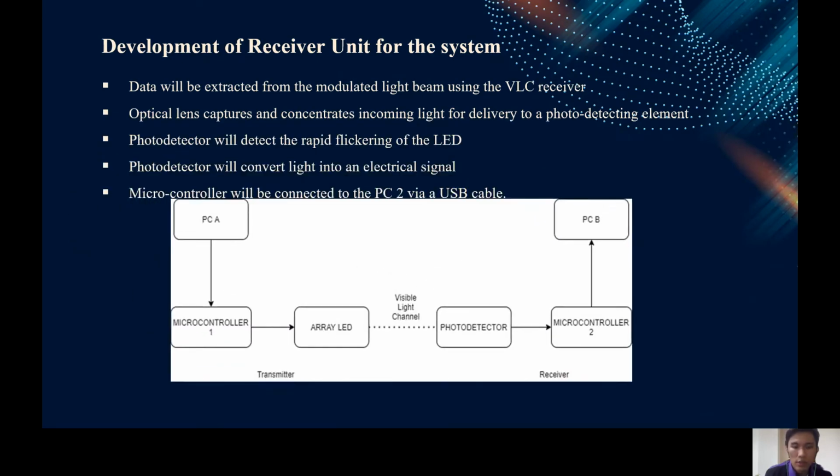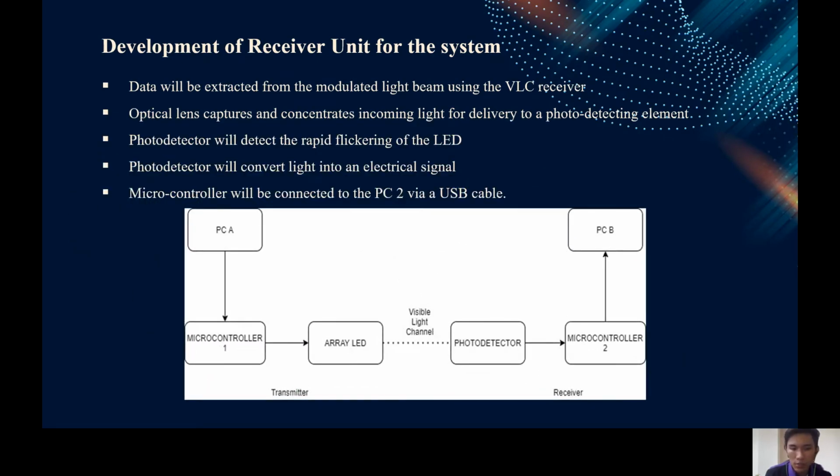Next is the development of receiver unit for the system. The data will be extracted from the modulated light beam using the VLC receiver in this project. The photodetector will detect the rapid flickering of the LED and convert light into an electrical signal. The microcontroller will read the input received by the photodetector and send the message to the PC.